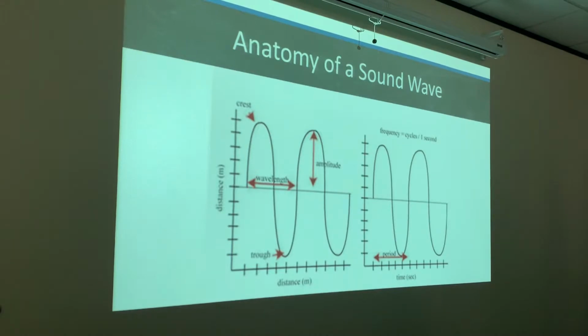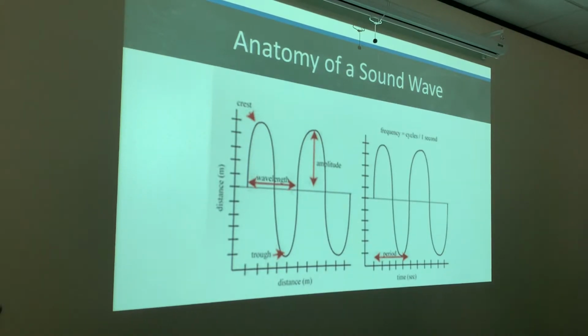What's the baseline called? The undisturbed value. Undisturbed value or baseline. I always call it the baseline, but the undisturbed value is also what it is, because it's where it's zero. All right? So, peak to peak amplitude is double the amplitude, not the amplitude. Double amplitude to get the peak to peak.